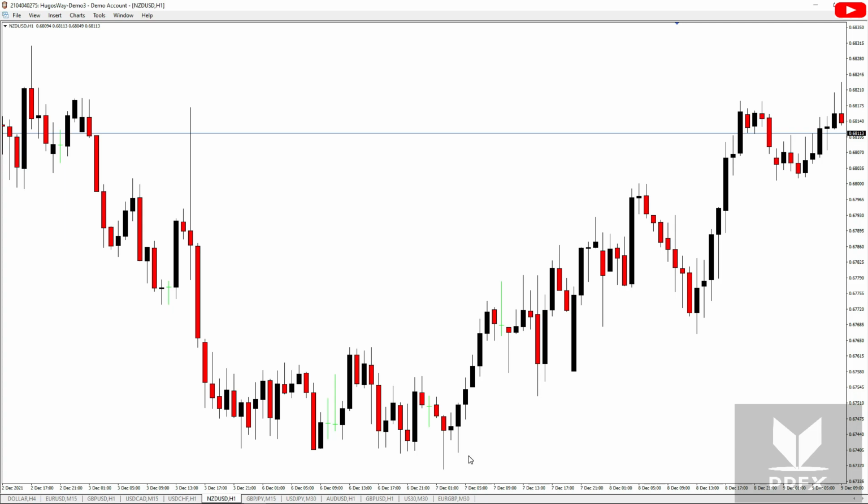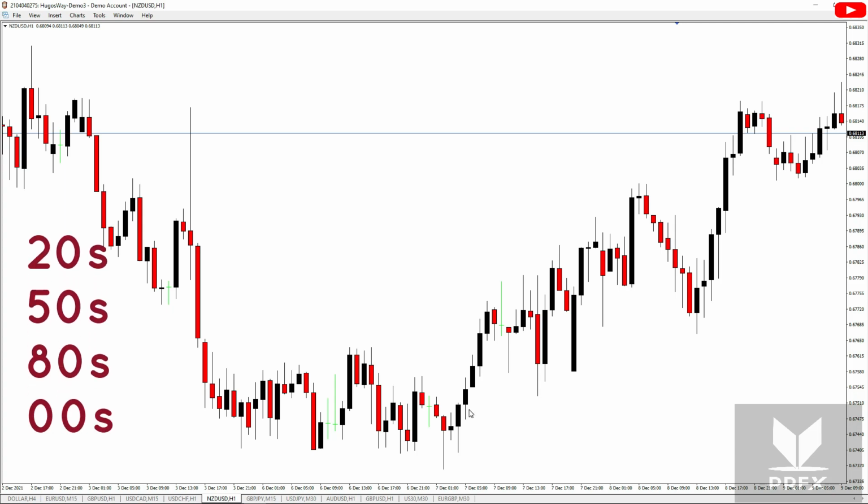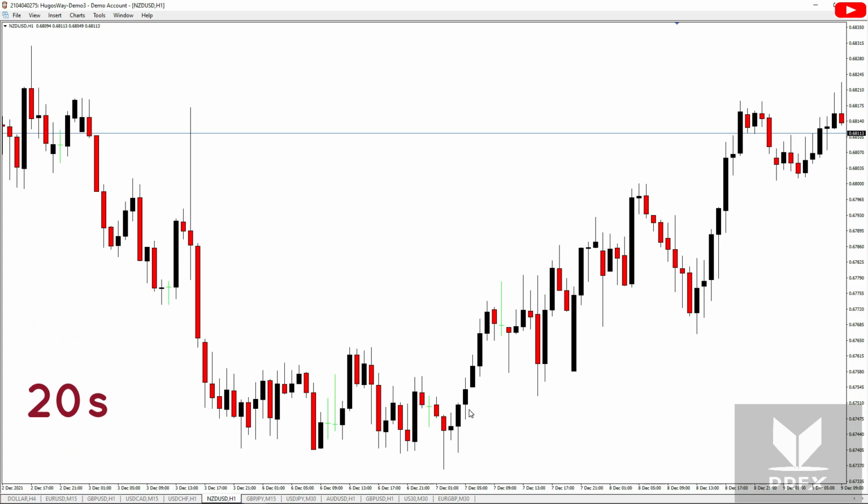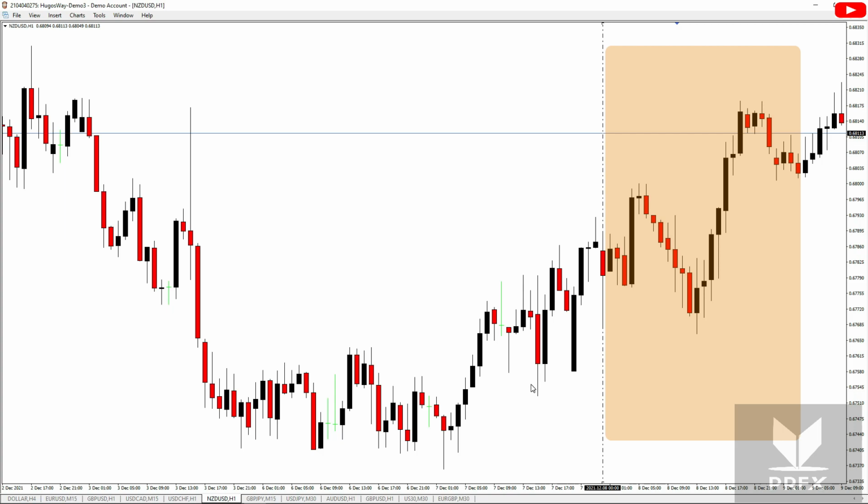And here's an example of what we're talking about. We have the 20, the 50, the 80, and the 0 big figure. In a moment, you will understand these price levels are the areas that you can consider as speed bumps. Now consider this chart on the Kiwi dollar 1 hour time frame. Now our focus is on this day, the 8th of December 2021. This is all hindsight, but it's very important.